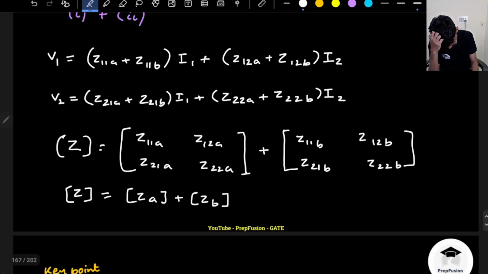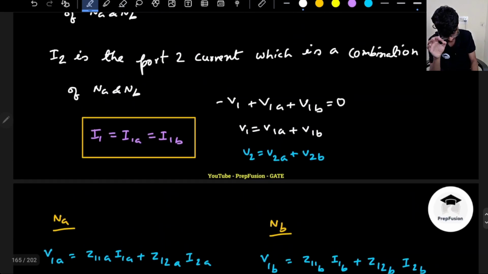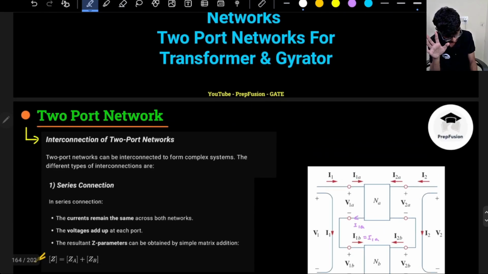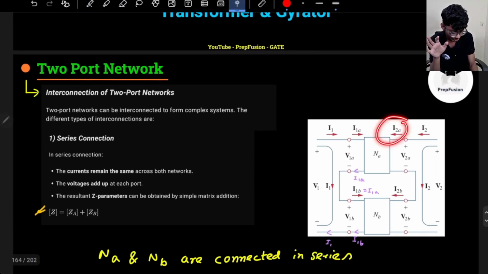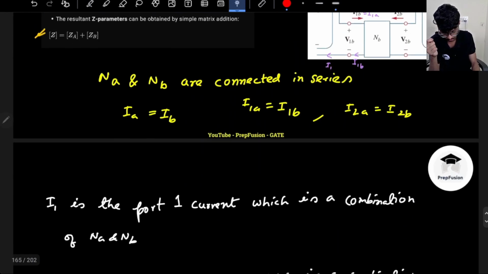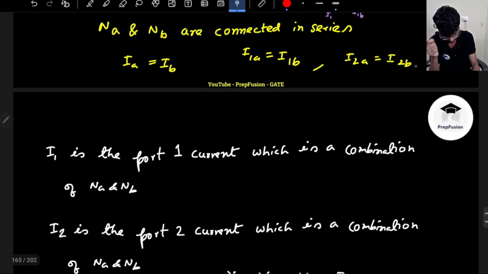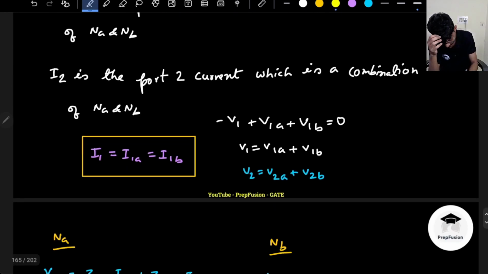So here, have I written one thing? I'm sorry, I forgot to write one thing: I2 is also the same, I2A equals I2B. Yeah, I have written it here, right? So it is simply equal to I2, correct? So these are the two equations here.